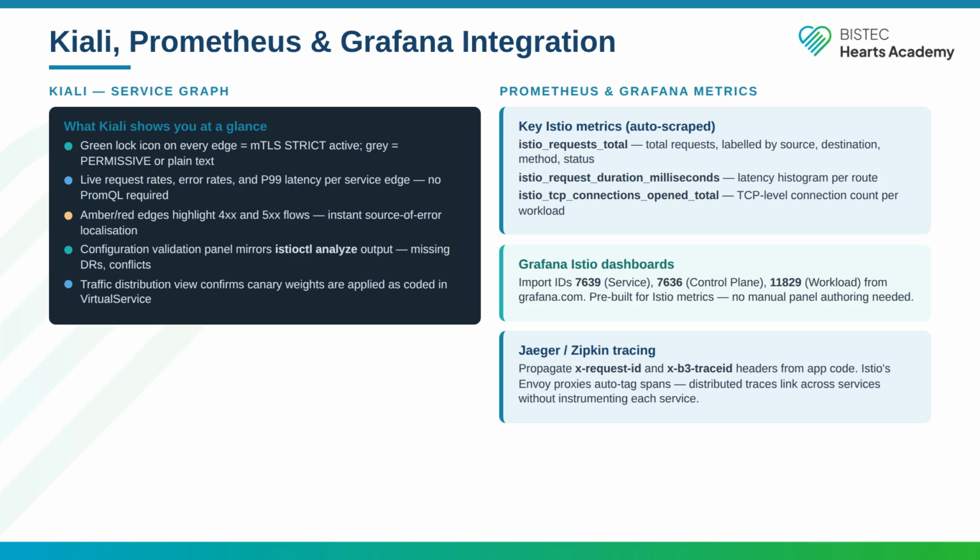For structured dashboards, Grafana dashboard IDs 7639, 7636, and 11829 are pre-built for Istio metrics and ready to import from grafana.com. They cover the service layer, the Istio control plane, and individual workloads respectively. For distributed tracing with Jaeger or Zipkin, Istio's Envoy sidecars auto-generate spans for every proxied request. The only requirement from your application code is propagating the x-request-id and x-b3-traceid headers between service calls. When you do that, traces stitch together across services automatically.